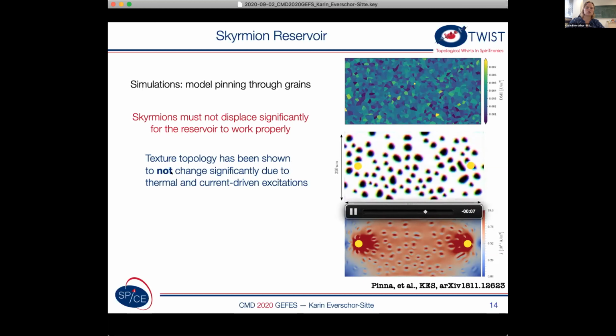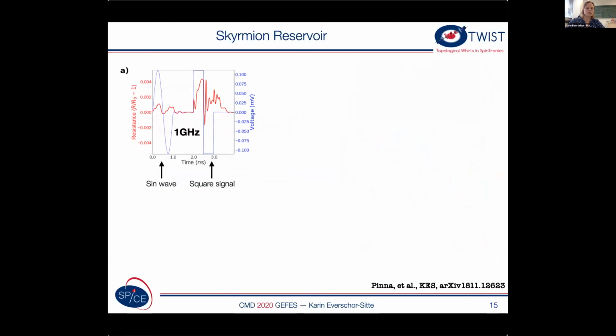So it has been shown that the texture topology does not change significantly, either through thermal or through current-driven excitations. So what do we actually observe now? We look at the time signal. We apply a voltage, shown in blue, and we apply two different signals, either a sine or a square, and then we look at the resistance, the red signal here.